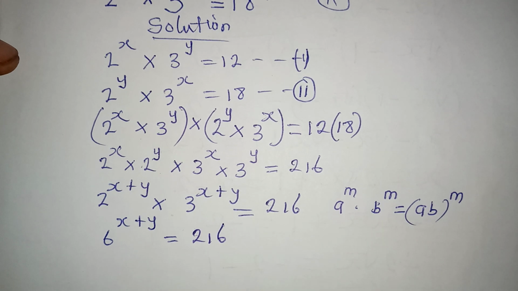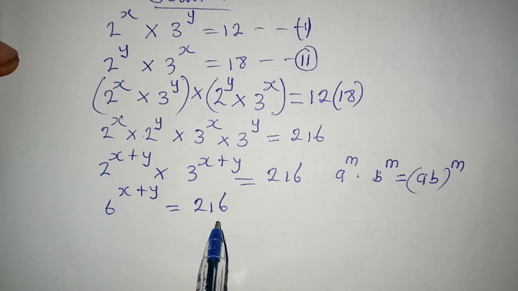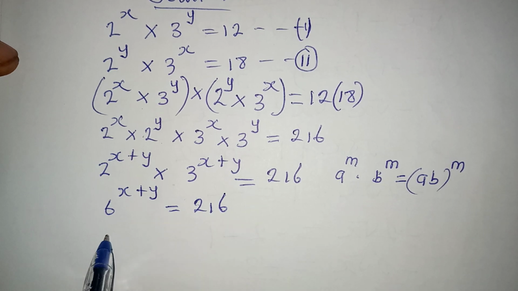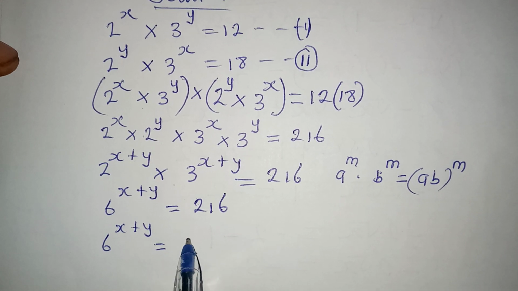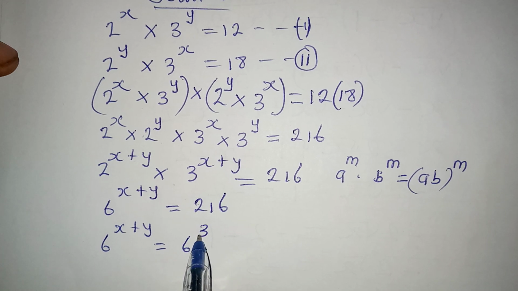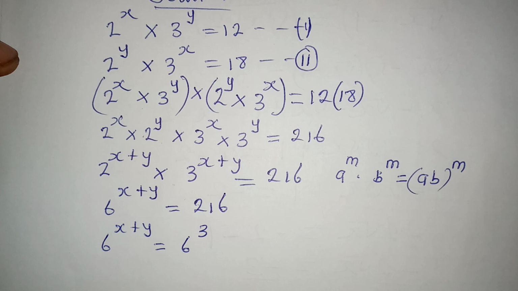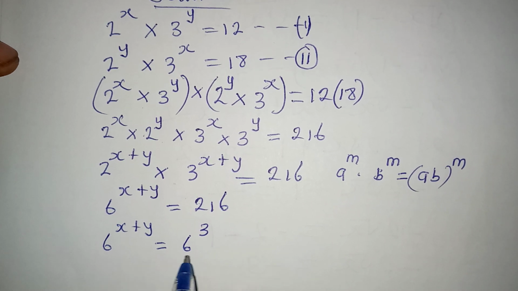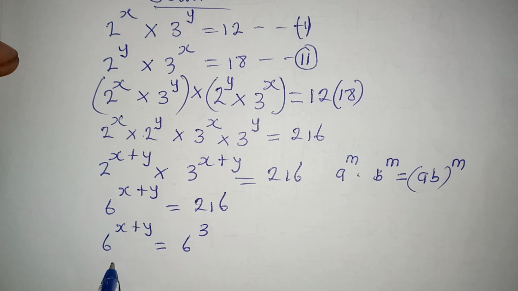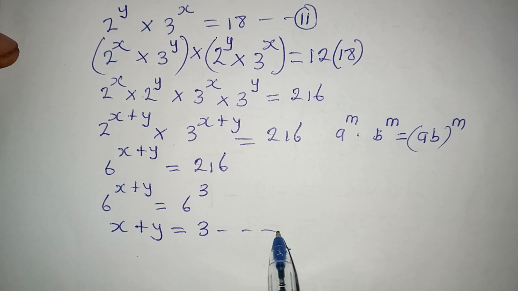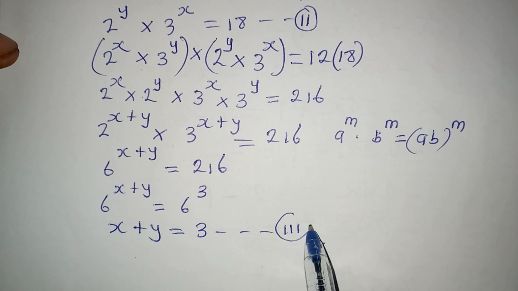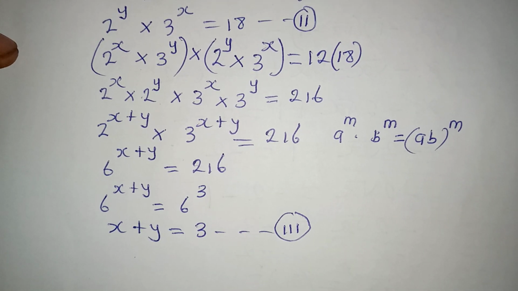Now, is there a way I can write 216 to give me 6 as the base? Yes. 6 to the power of x plus y will be equal to 6 to the power of 3, because 6 times 6 times 6 will give us 216. Now, we have the same base. We can say that x plus y is equal to 3. And then we will name this our equation 3, since we already have equation 1 and 2.